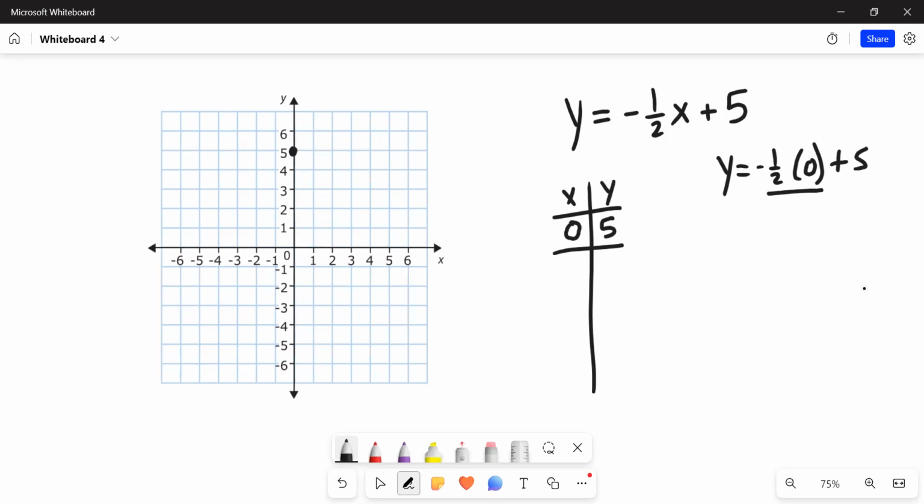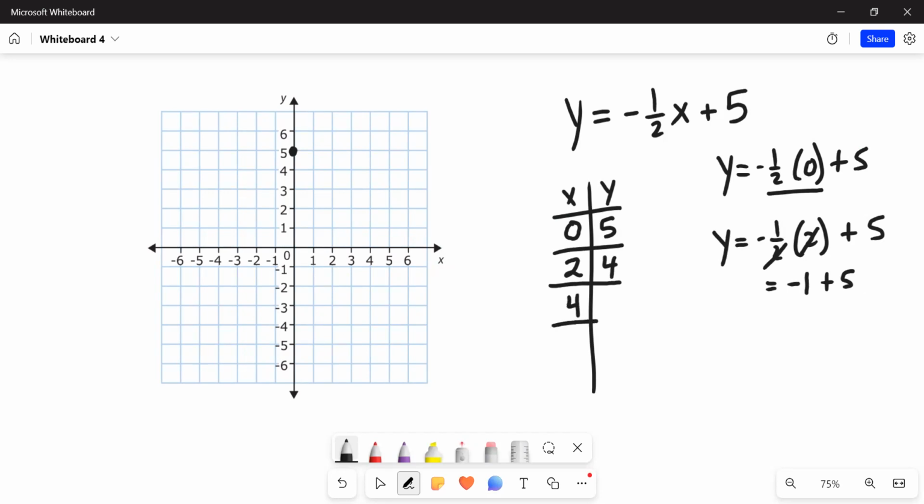Now, you could choose 1 and 2 and 3 and 4 as I did in the previous example, but I'm going to skip 1 and I'm going to go to 2. You'll see why here in just a second. When you plug in 2, notice that the 2 cancels with this 2, and you're really just left with -1 plus 5, and that gives me 4. Oh, okay, I got a whole number.